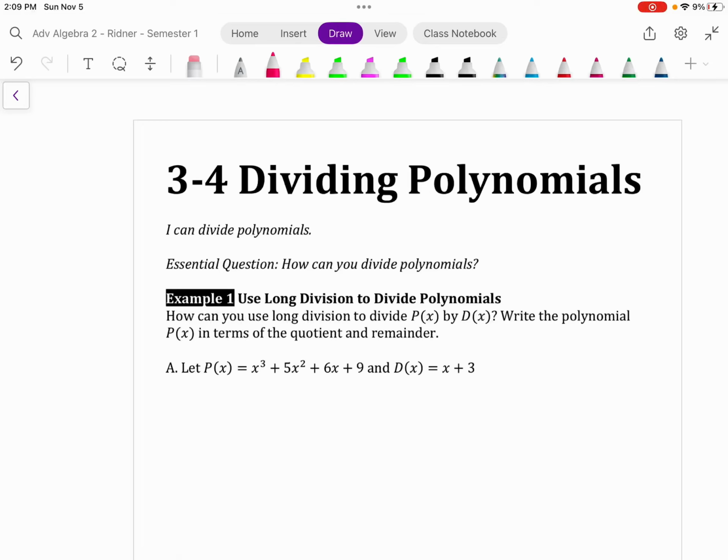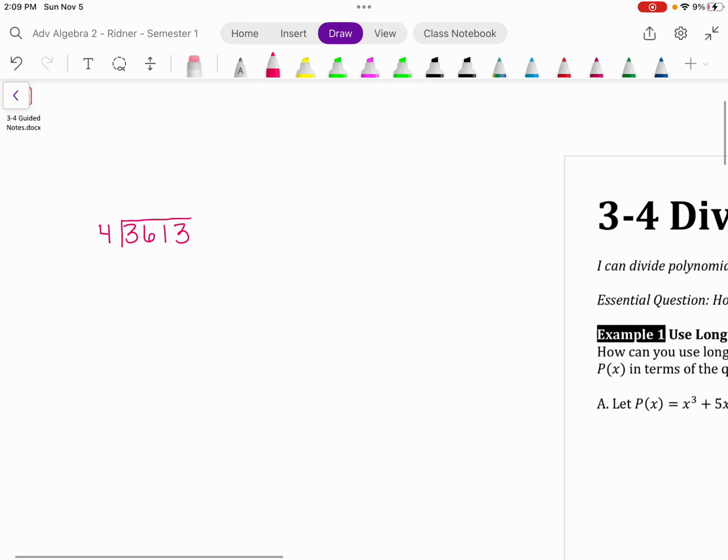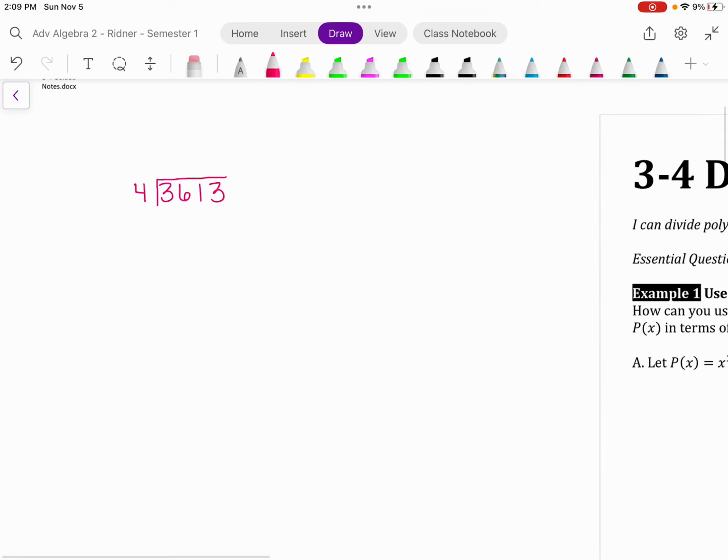All right, today we are dividing polynomials, and the first example says long division. Well, before we start on long division of polynomials, I want to go back to elementary school when we learned to do long division. Okay, so the first thing we would ask ourselves, 4 goes into 36 how many times?